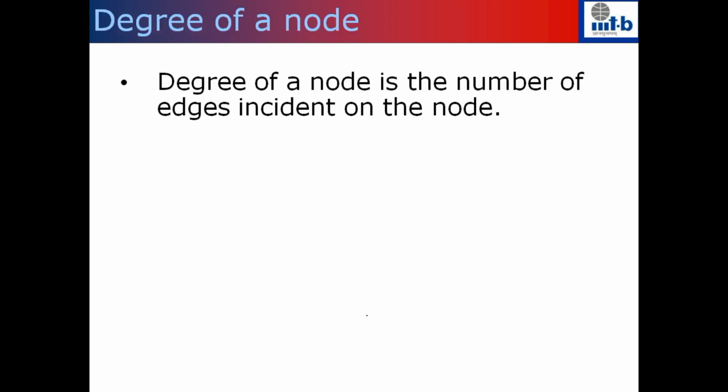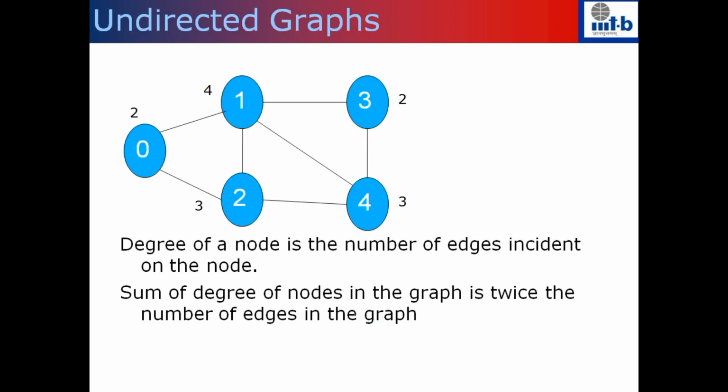We'll quickly look at one more definition, that is the degree of a node. The degree of a node in the case of an undirected graph is the number of edges which are incident on that particular node. For example, if you look at the vertex 0, there are two edges which are incident on it, so the degree of the vertex 0 is 2. Similarly, the degree of the vertex 1 is 4, because the number of edges which are incident on this particular vertex is 4. Similarly, the degree of every vertex is written on the graph. You can verify that these are the right numbers.